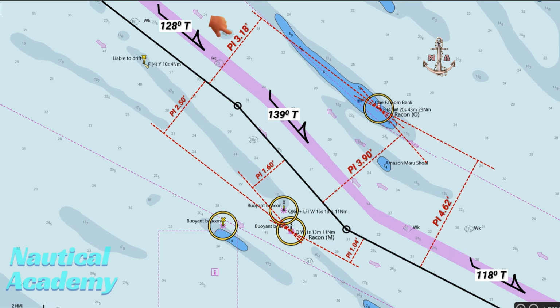Whenever possible, it is recommended to have parallel index lines for every leg that has a suitable reference point, as some port authorities require that each leg should have a PI line if a reference point is available.